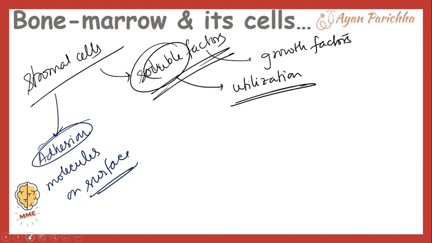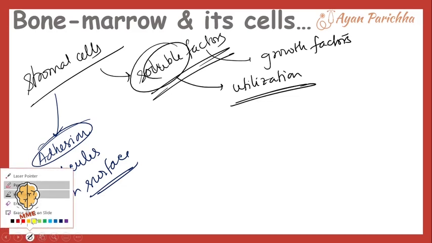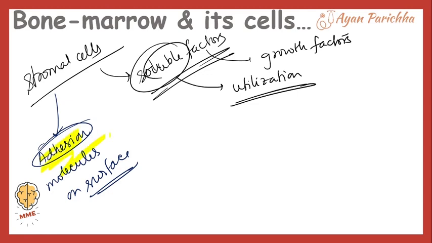Now, let's talk about the MCQ. Stromal cells have surface adhesion molecules and they help in utilization of growth factors. Stromal cells help in utilization of growth factors. Stromal cells have adhesion molecules. So this adhesion molecules wala MCQ was asked in 2005 AIIMS PG and this growth factors utilization wala was asked in JIPMER 2011. Right? Okay.